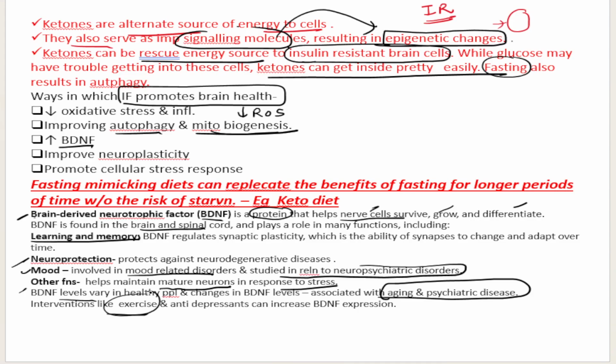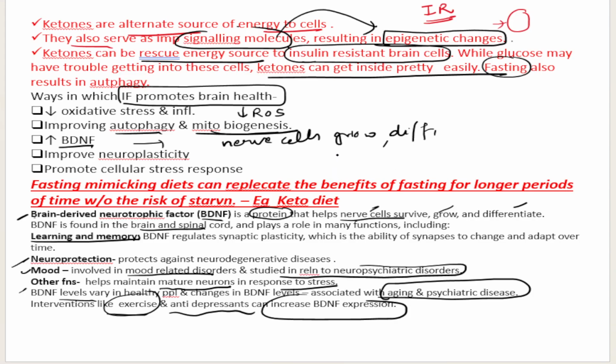And interventions like exercise as well as antidepressants can increase BDNF expression. Fasting is also increasing BDNF expression. And BDNF, we know, is present in the brain. It is found in the brain and spinal cord, and it is a protein that helps nerve cells to grow, to differentiate, and to survive. It is involved in learning and memory, in neuroprotection, in mood, and in other functions like response to stress. Changes in the levels of this protein are associated with psychiatric diseases and aging.